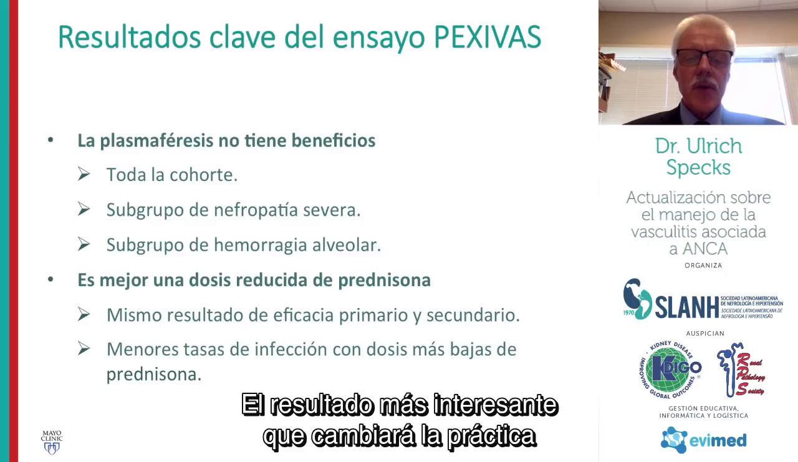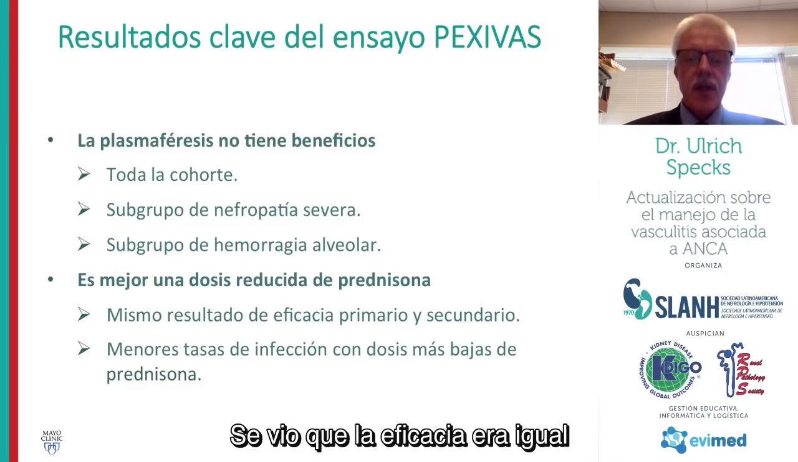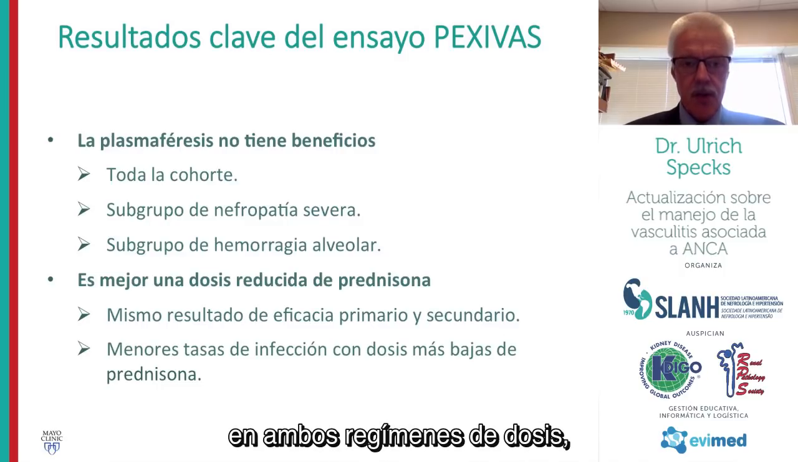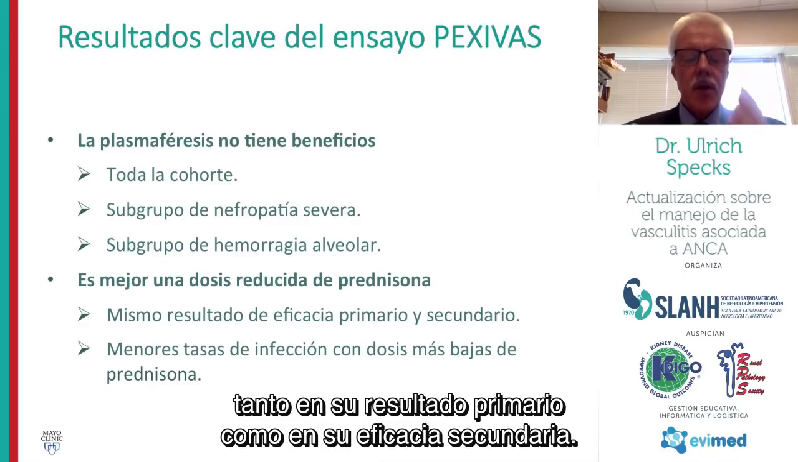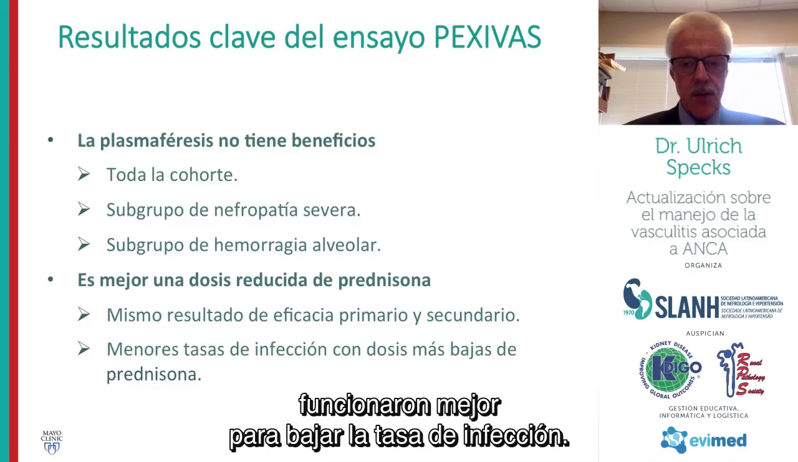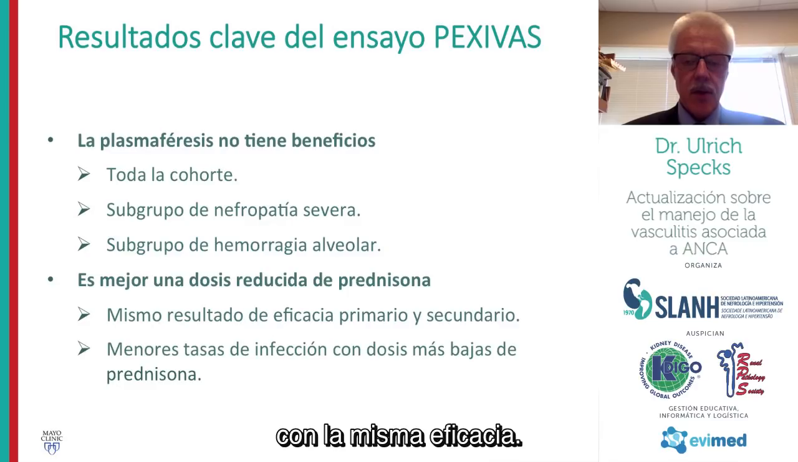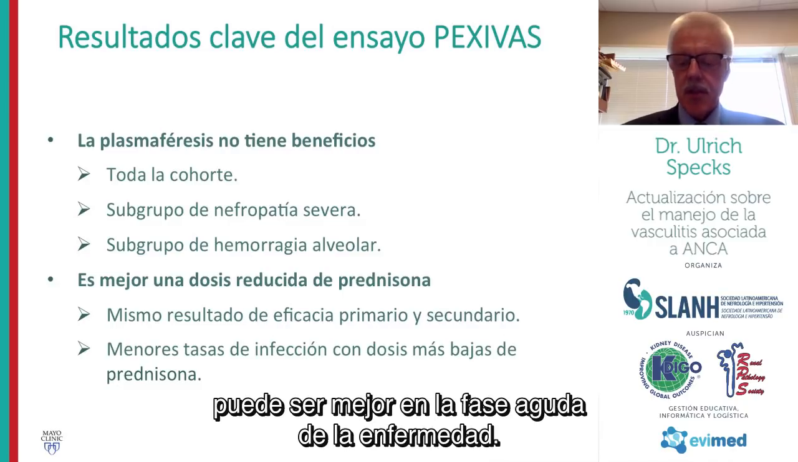The most interesting and practice-changing outcome of the PEXIVAS trial is, however, what was observed with the prednisone dosing regimen. It became clear that there was the same efficacy of both glucocorticoid dosing regimens, both in terms of primary outcome as well as secondary efficacy outcomes. However, the lower dose glucocorticoid regimen was better in terms of having a lower infection rate. Therefore, it is a safer approach that provides the same efficacy. So less glucocorticoids may actually be better in the acute phase of the disease.